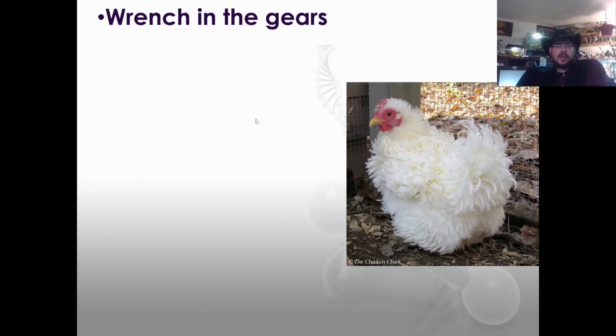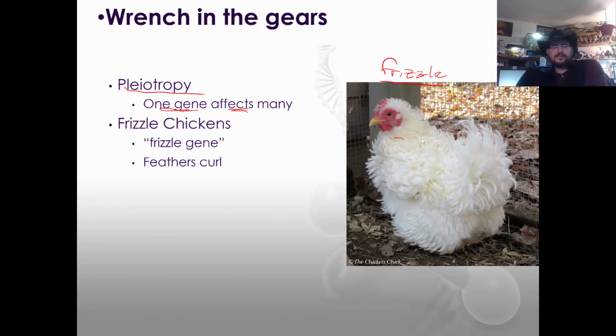All right, continuing on. Pleiotropy is an interesting wrench in the gears. Basically, when you have pleiotropy, you have one gene that has an effect on a large number of different traits. This here is the frizzle chicken. The frizzle chicken has one gene, the frizzle gene. And if it has the frizzle gene, then it produces these curled feathers.